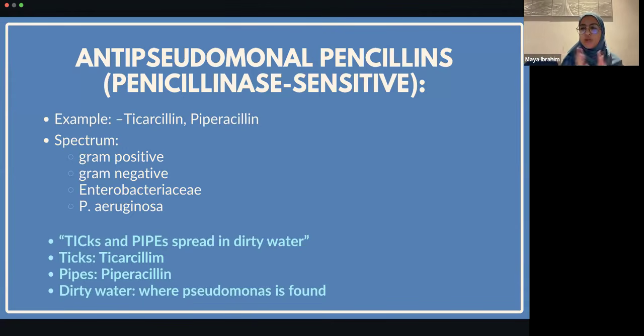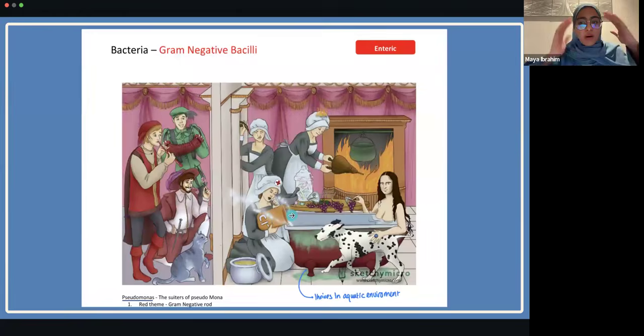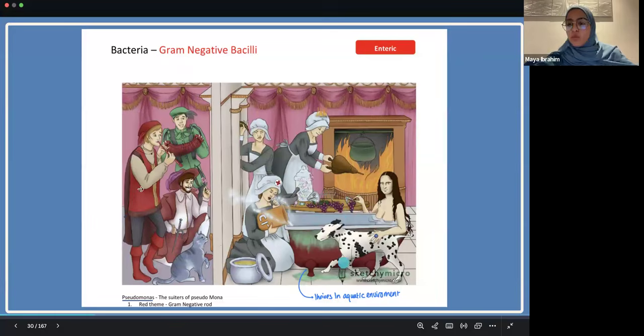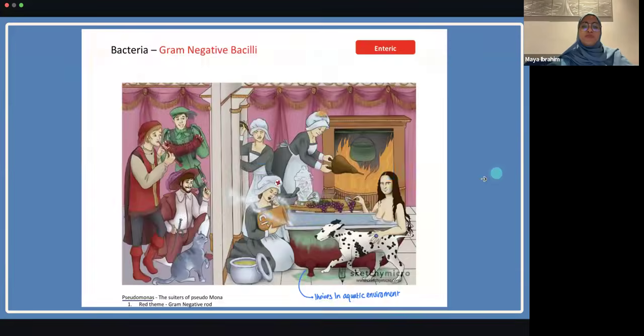Now, why dirty water? Because that's where Pseudomonas aeruginosa is found. And I don't think you took unconventional organisms, or it's not included in your midterm. But from Sketchy, how I remember it is this is the Mona Lisa. She's in a bathtub, and that's usually where Pseudomonas aeruginosa is. So I just remembered it: dirty water, bathtub water. This is how you can remember it.